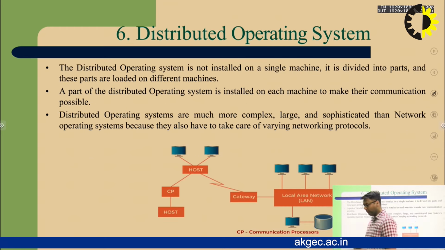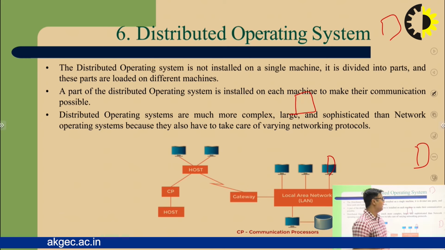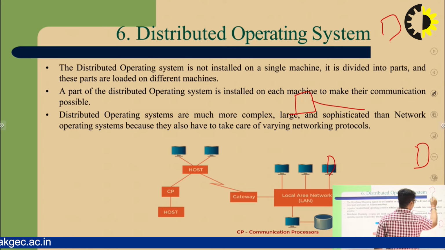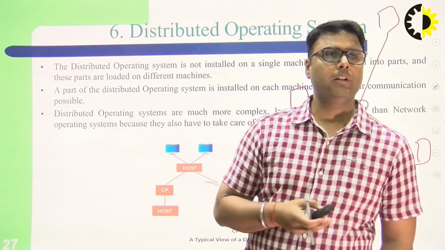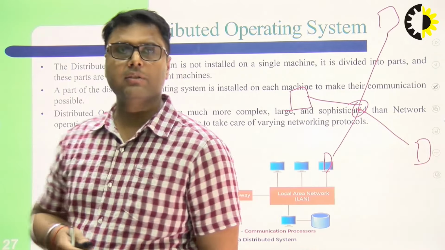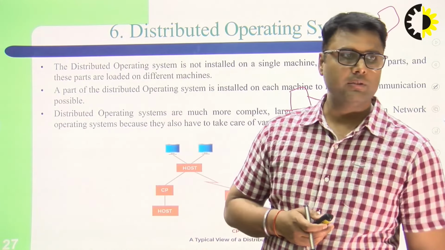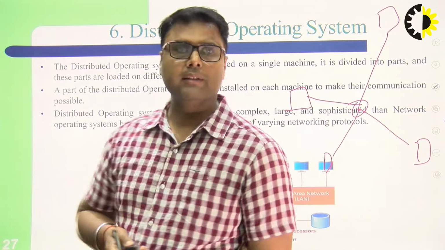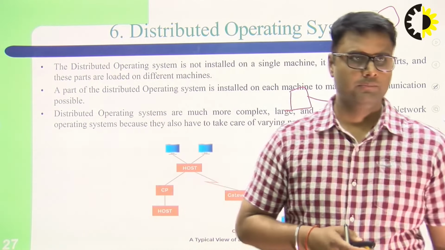In the case of a distributed operating system, basically one system is placed in one place, another system in another place, and another place, and another place. After executing some processes and programs, they collaborate and give the answers. So here, the distributed operating system is not installed on a single machine. It is divided into parts, and these parts are loaded on different machines. A part of the distributed operating system is installed on each machine to make communication possible.